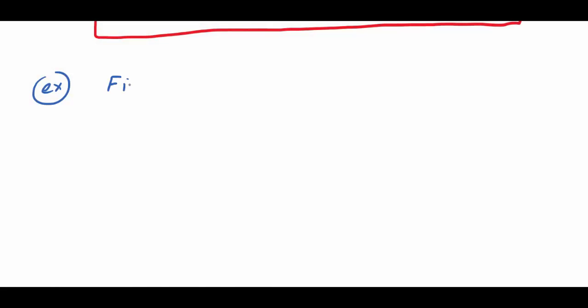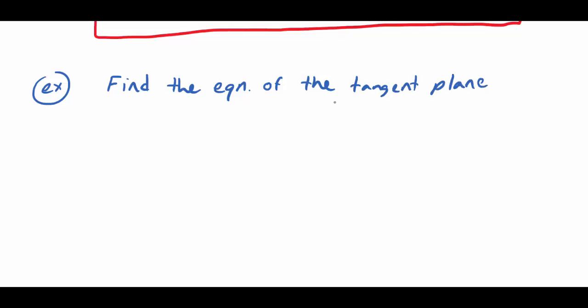So find the equation of the tangent plane to f of x, y equals x squared minus 2xy plus y squared at the point (1, 2, 1).